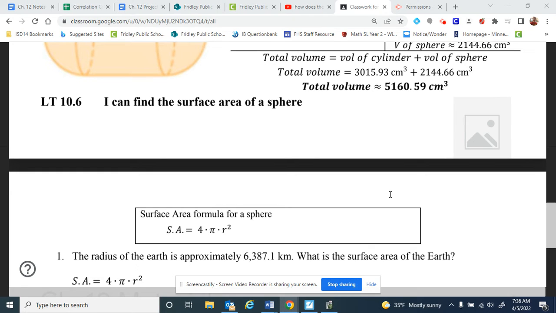All right, hello, welcome to lesson 10.6. Inside of this video, we're going to be looking at the surface area of a sphere.